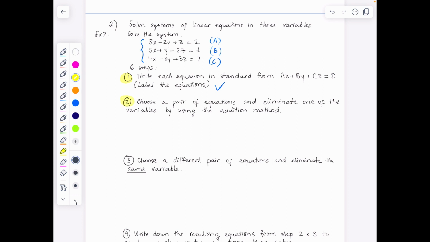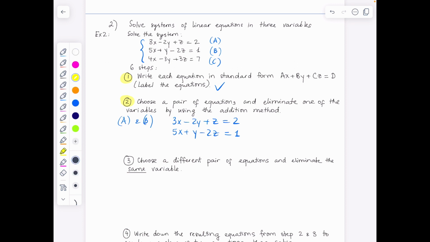Step 2, choose a pair of equations and eliminate one of the variables by using the addition method. So now we can pick any 2 equations and decide which variable we want to eliminate. Let's say I pick equations A and B. So we have 3x minus 2y plus z is equal to 2. And then 5x plus y minus 2z is equal to 1. Let's say I want to eliminate the variable y.